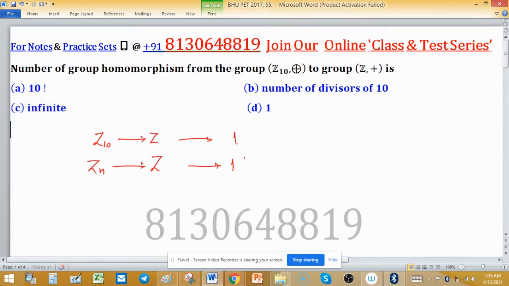But keep in mind the number of group homomorphisms from Z to Zn will be n, and in this case the trivial homomorphism will not be onto, but onto homomorphisms exist and their number equals phi(n). So remember these 2 points. So option D is correct for this question.